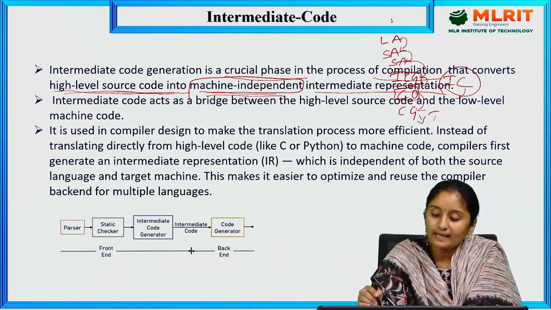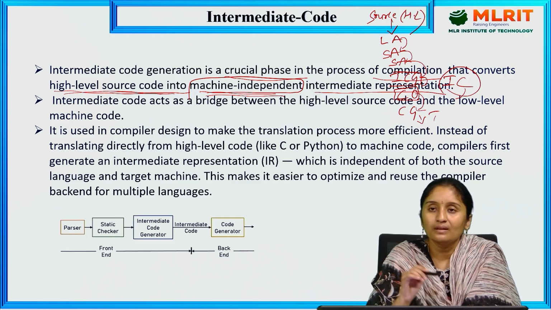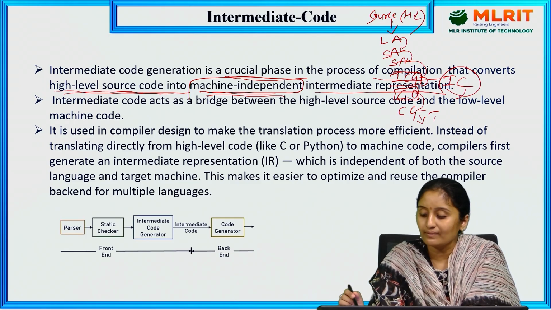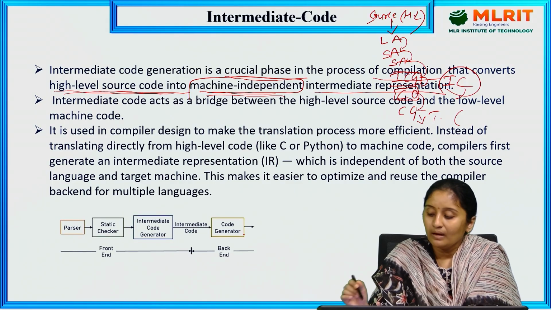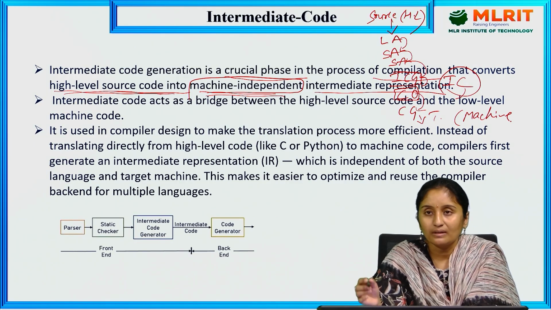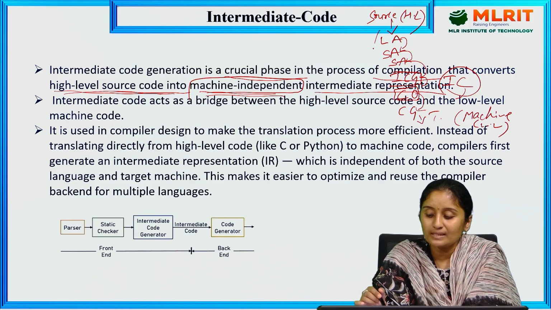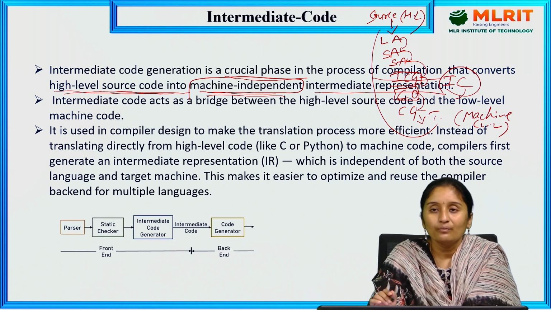For the lexical analysis, we give the input as source code. The source code is nothing but the high level language. It is going to generate the target code. The target code is nothing but machine code or machine language, so from high level language it generates the low level language. To do this, we have the phases of a compiler.